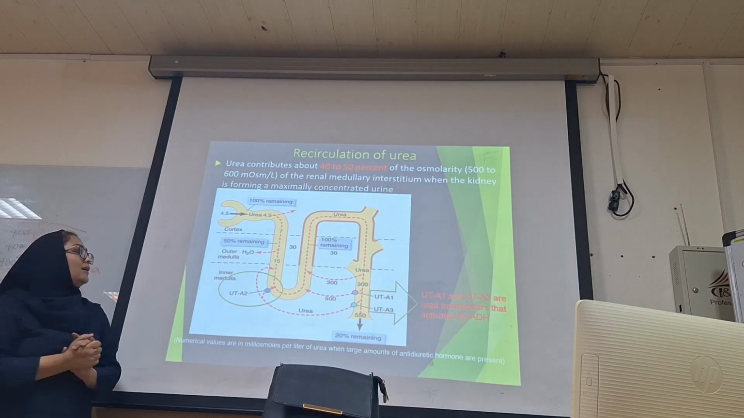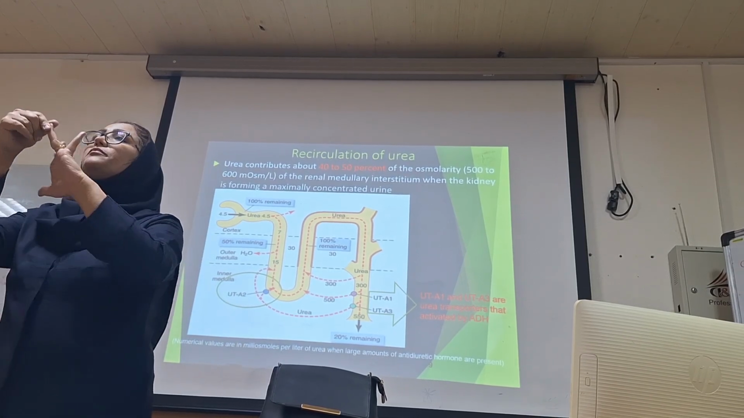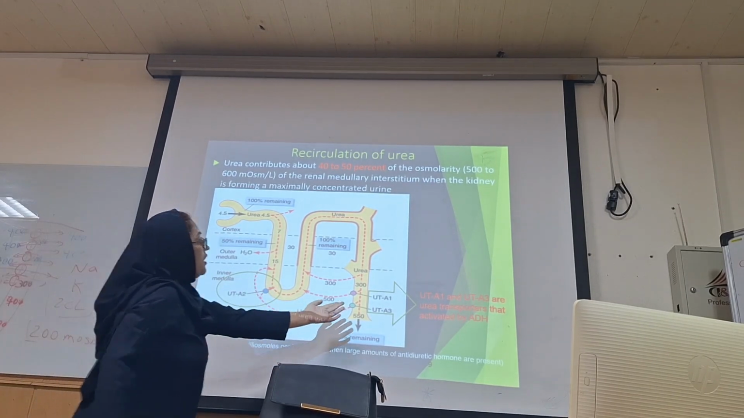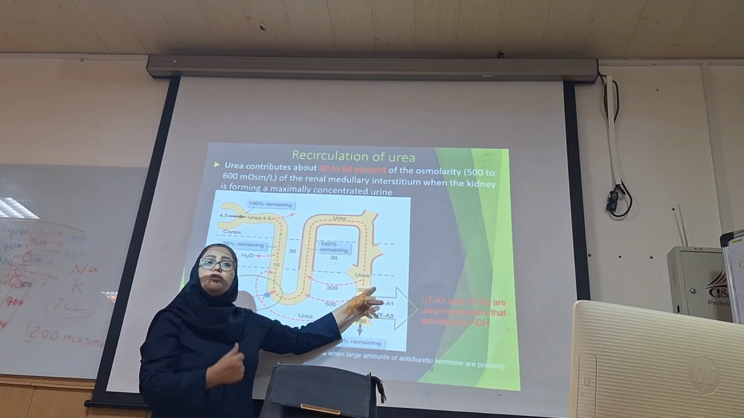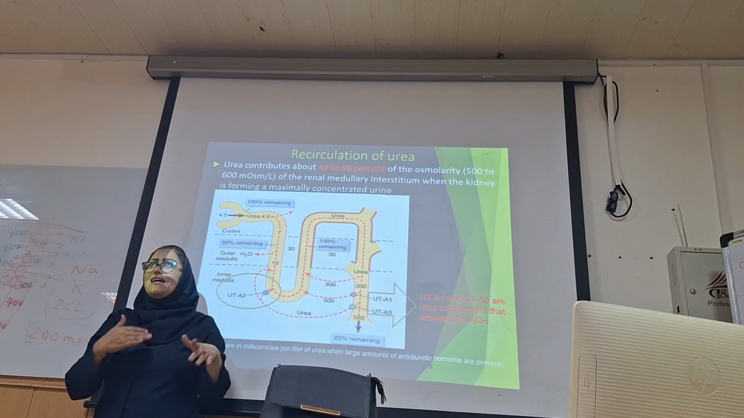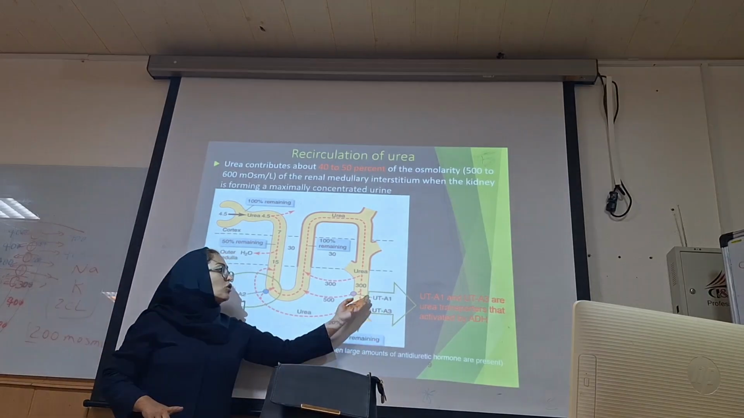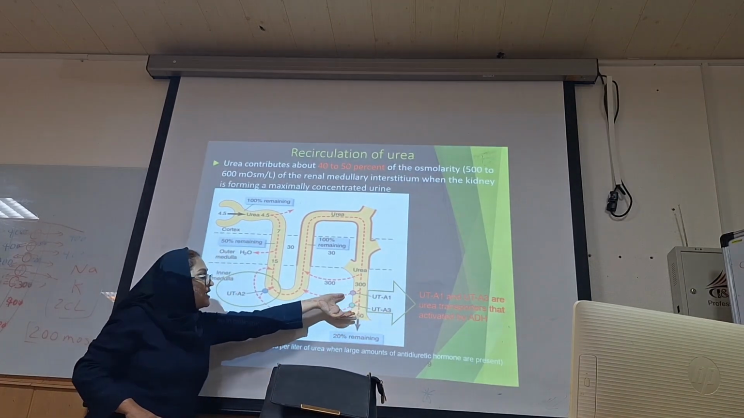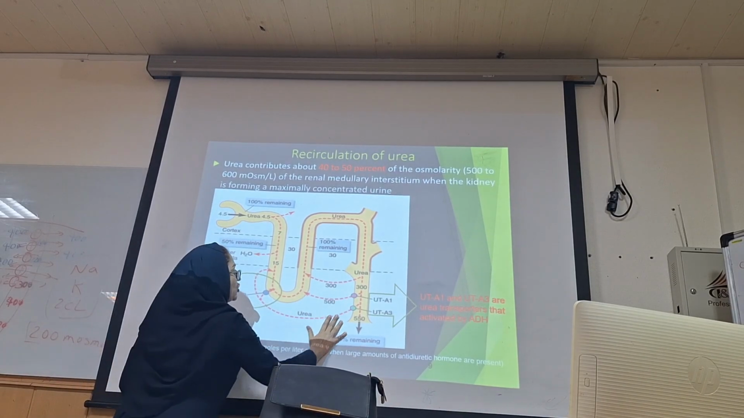Got it? Okay. I told you when there is water deficiency, we have ADH. As a result of ADH, we have water reabsorption and urea reabsorption. UT-A1 and UT-A3 are transporters which respond to ADH. They begin to facilitate urea transportation. What does it mean? It is a type of facilitated diffusion, because there is a high concentration of urea here, and by these transporters, urea begins to come inside the medulla. Got it? Again, urea accumulates here.